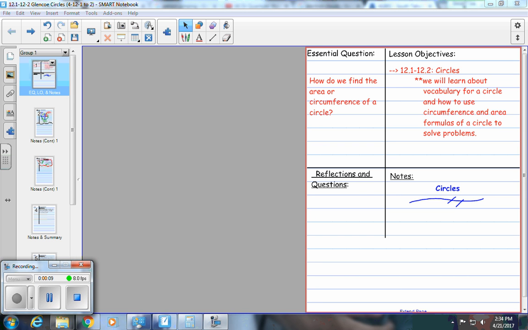So we're moving on to chapter 12 now that we've completed chapter 10, and what we're first focused on here are circles. So we're going to try and learn about the vocabulary for a circle and how to use circumference and area formulas of a circle to solve problems. Go ahead and pause here and copy down what you see.